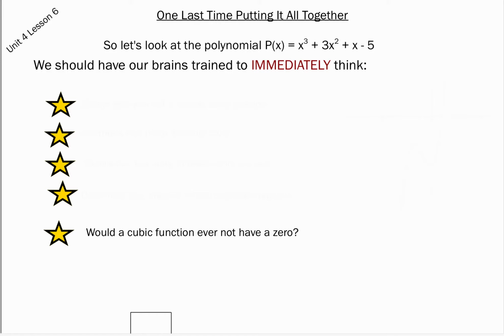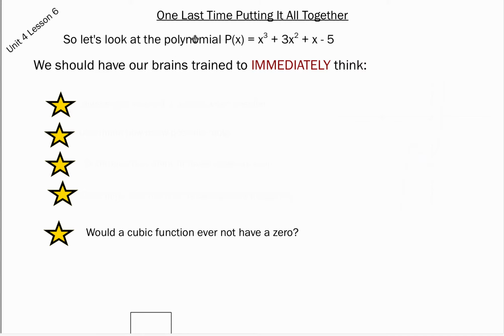Yep, it's a short unit, unit 4 is only 6 lessons long. And lesson 6, just like lesson 5, that's how important it is. We want to put it all together one more time. So they're going to be a little bigger than yesterday.